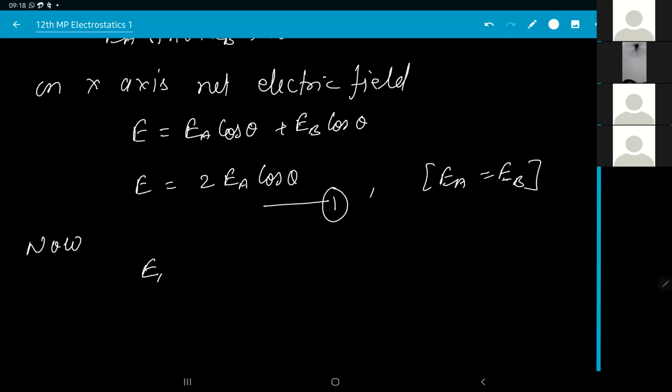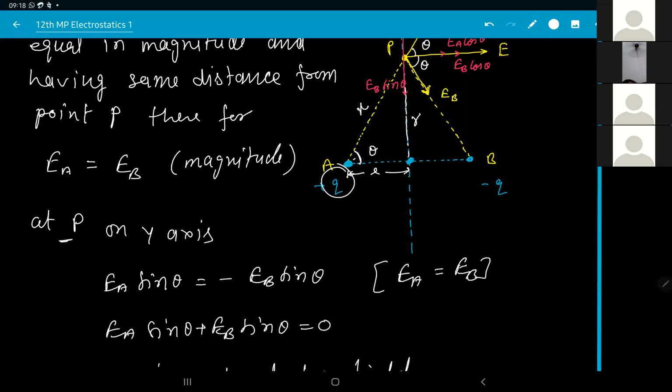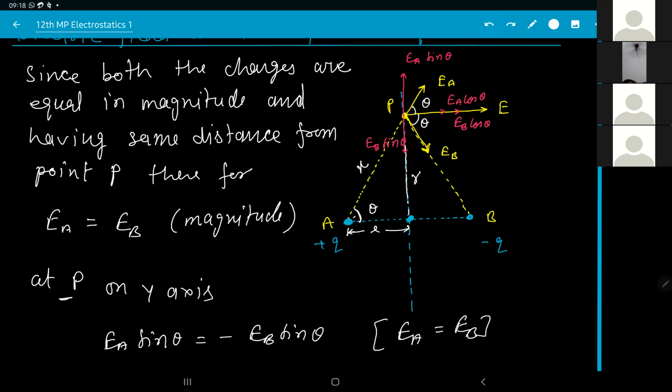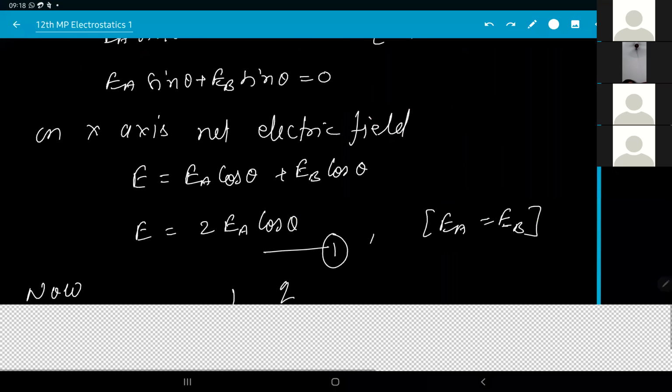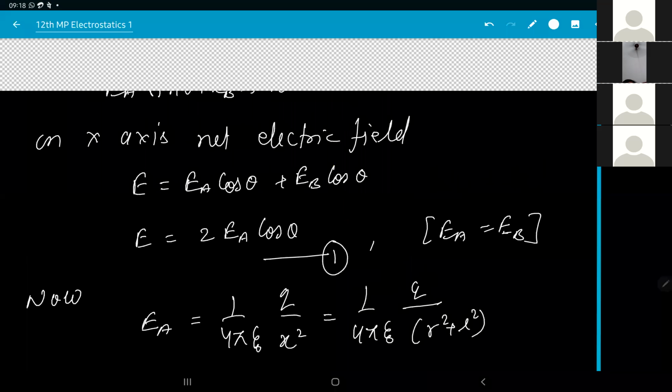Now, EA, what is the formula of electric field? It is 1 by 4 pi epsilon naught Q by R square. But here, charge is Q and R is the distance from the charge. So what is the distance of P from charge Q? This is the distance, which is X. So we will write here X square, or we can write 1 upon 4 pi epsilon naught Q by R square plus L square. Am I clear?